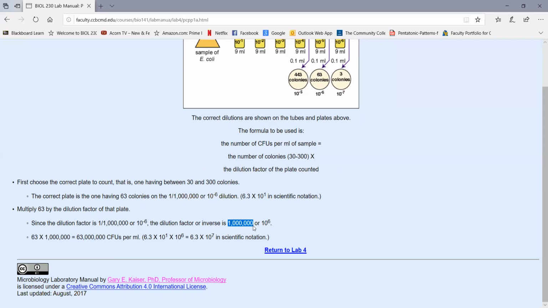If you do it in scientific notation, then 6.3 times 10 to the 1 is the number of colonies. The dilution factor of this plate is 10 to the positive 6, so your final answer is 6.3 times 10 to the 7th. Remember, when you multiply exponents, you add them. So 6 plus 1 is 7. That's where you get the 7th.